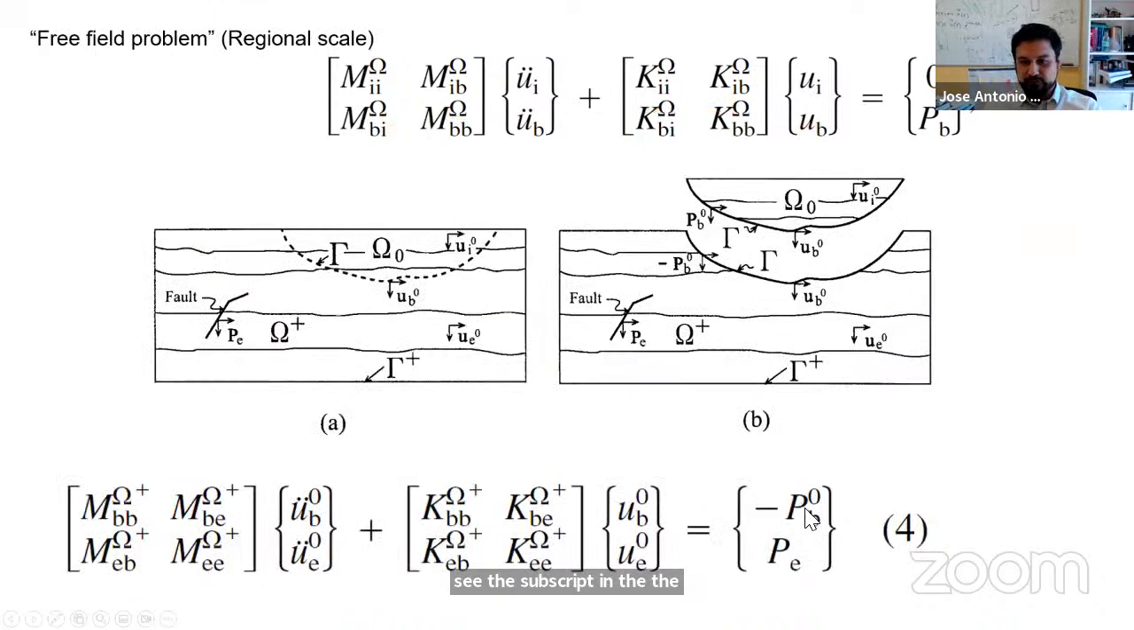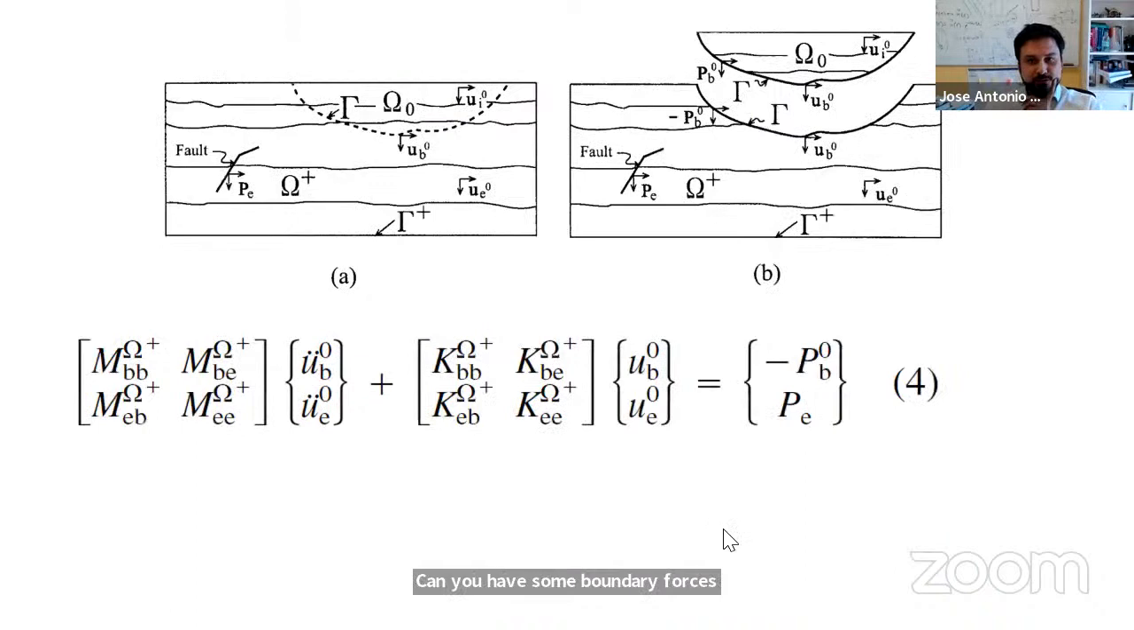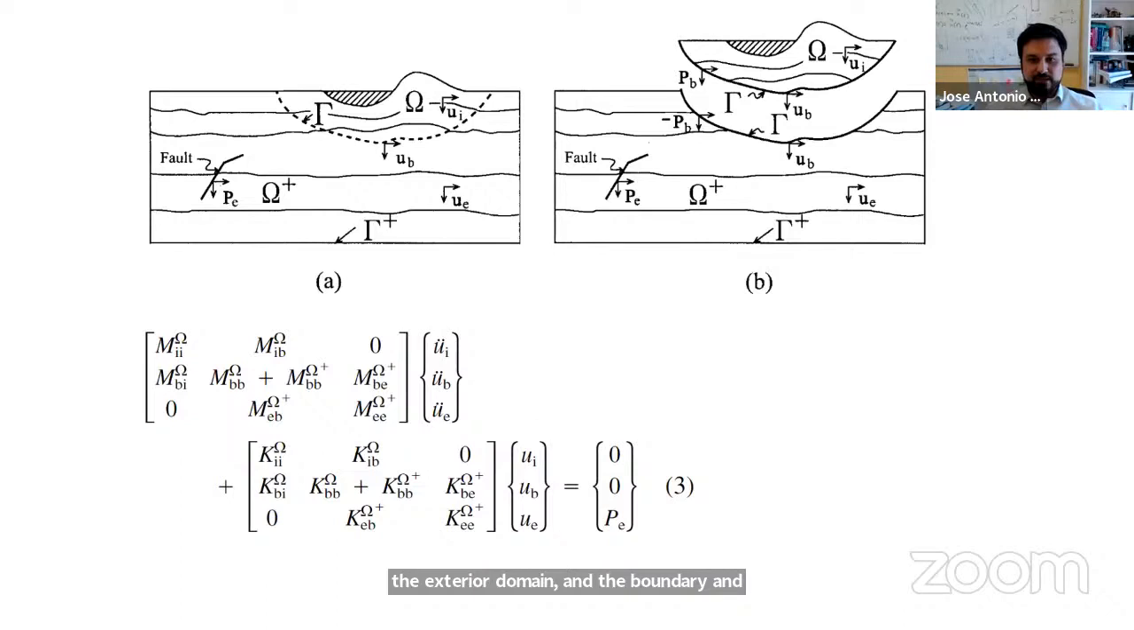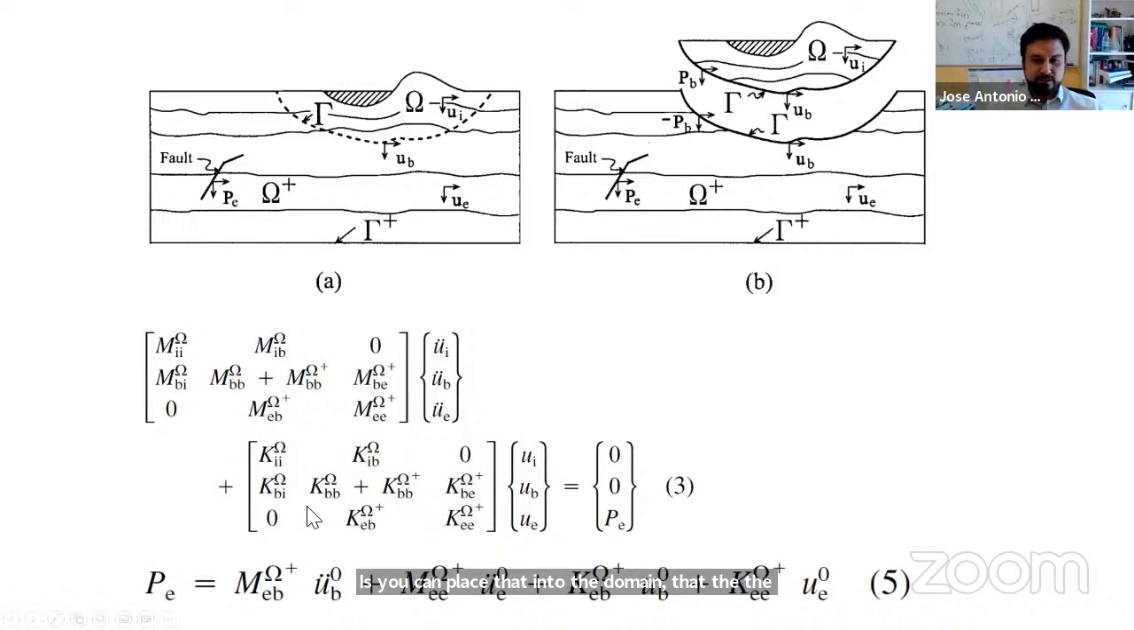Now, the beautiful thing here is that, so you solve this problem, you have the problem separated. This is the same equation as I was showing before, the equation for the exterior domain. And you want to get rid of these forces. So what do you do? Well, if you read the bottom equation, you'll find the forces of the exterior domain are given by the bottom equation. So they depend on the degrees of freedom of the exterior domain and the boundary. And then what you can do is you can place that into the equations that contain everything. So you'll grab these forces at the boundary, at the fault, and you'll place them here on the right-hand side.